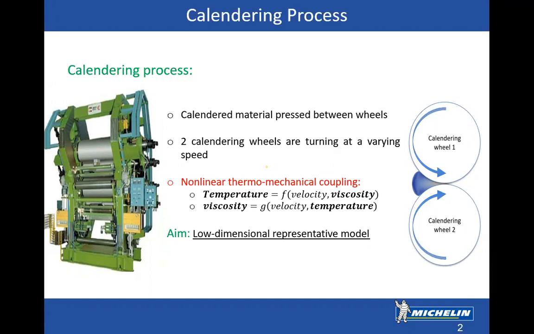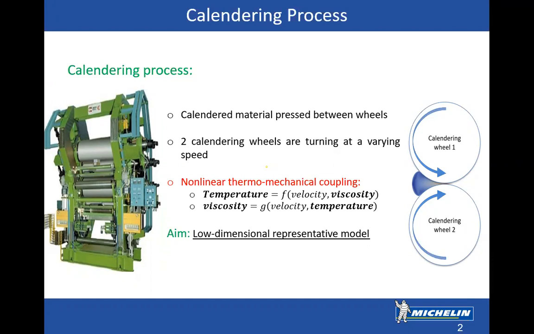As I've said, because it's rubber, we have viscoelasticity, so the system suffers from nonlinear thermomechanical coupling. How is the coupling? The temperature inside the domain, inside the rubber, is a function of the velocity of the calendaring wheels and the viscosity of the rubber itself. And the viscosity is a function of the gradient of the velocity of the calendaring wheels and the temperature of the rubber itself.